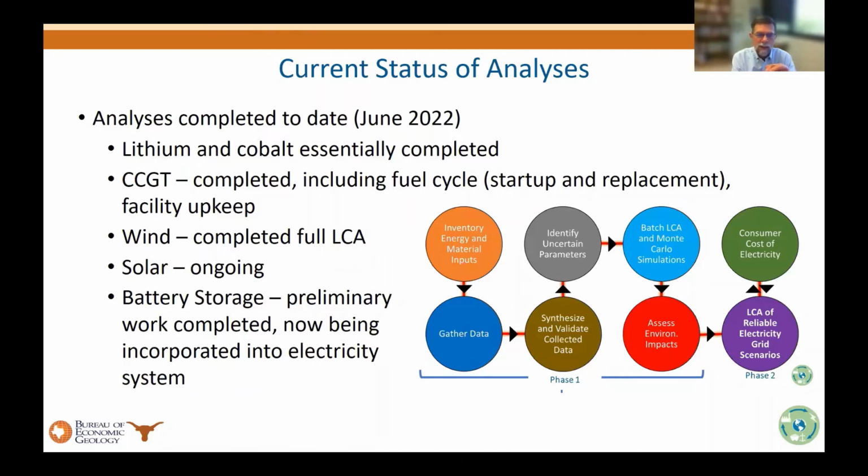The CCGT is completed, including the fuel cycle. That's the startup and the replacement, including wells and the facility upkeep. We've completed the wind. The solar is ongoing. We've added up to now 5 technologies, and we've done preliminary work on the batteries.